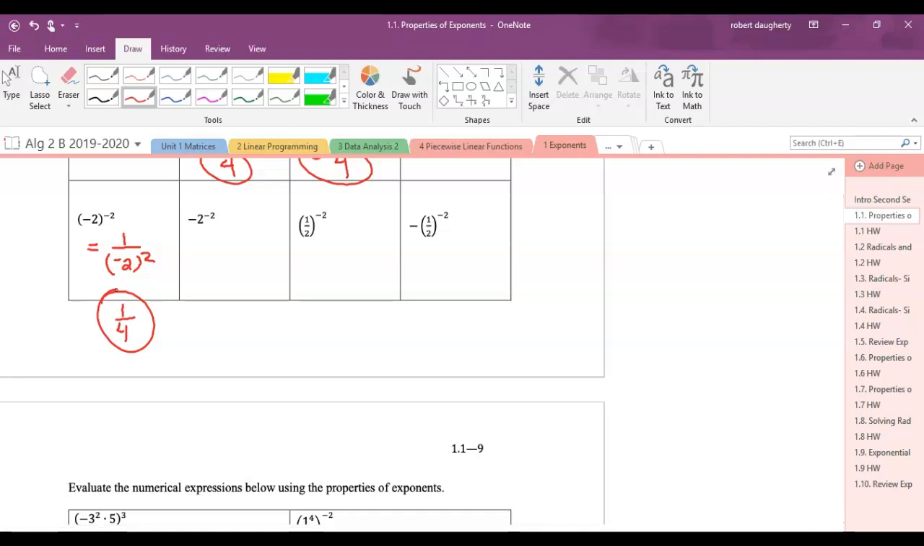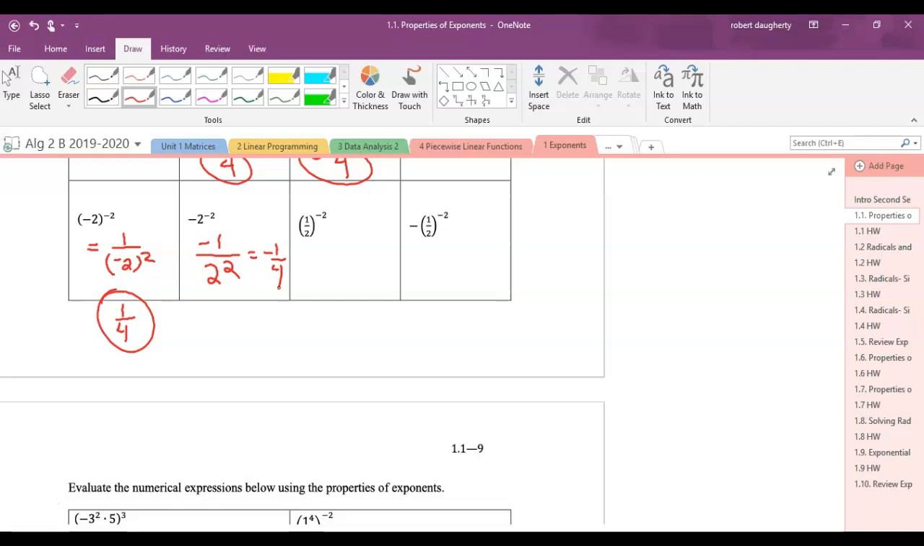Now in the next one, what is being raised to the negative 2 power? 2. Why is it not a negative 2 being raised? The exponent only deals with what's immediately to the left. So I can rewrite this as negative 1 over 2 squared. What is 2 squared? 4. So the answer here is negative 1/4. Notice the difference between these two expressions. If the negative number is being squared, you're going to have a parentheses. This is the negative of 2 to the negative 2.